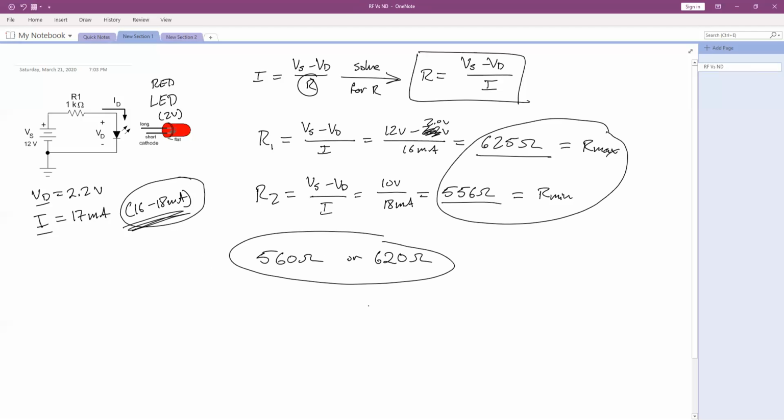Okay, so that's how you can find an appropriate resistor to limit the current to within safe values for your diode.